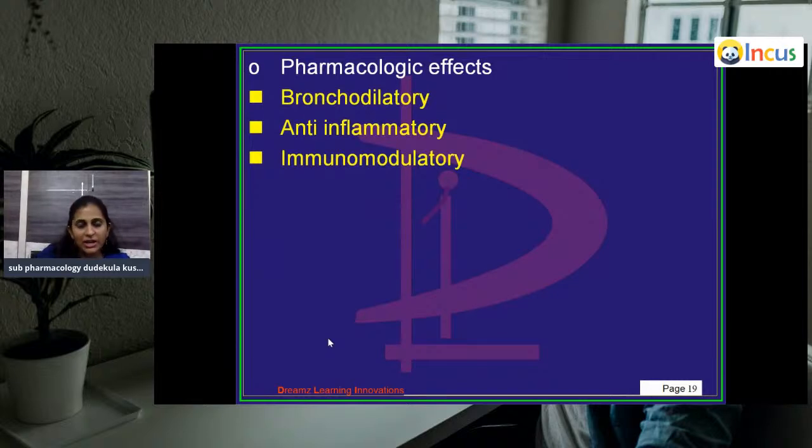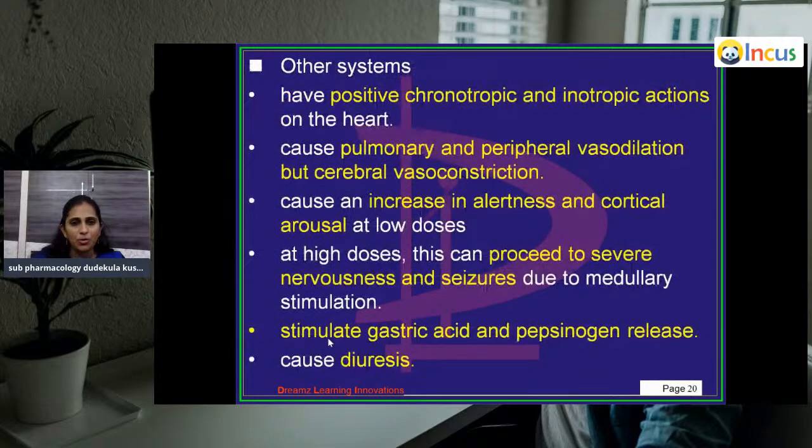I repeat the pharmacological effects of xanthine once again. Bronchodilatory effect is produced how? Bronchodilatory effect is produced by inhibiting adenosine. And the anti-inflammatory effect is produced by inhibiting histamine. And the immunomodulatory effect is produced by decreasing the entry of calcium into the cells. So three responses are seen in xanthines: bronchodilatory, anti-inflammatory and immunomodulatory.